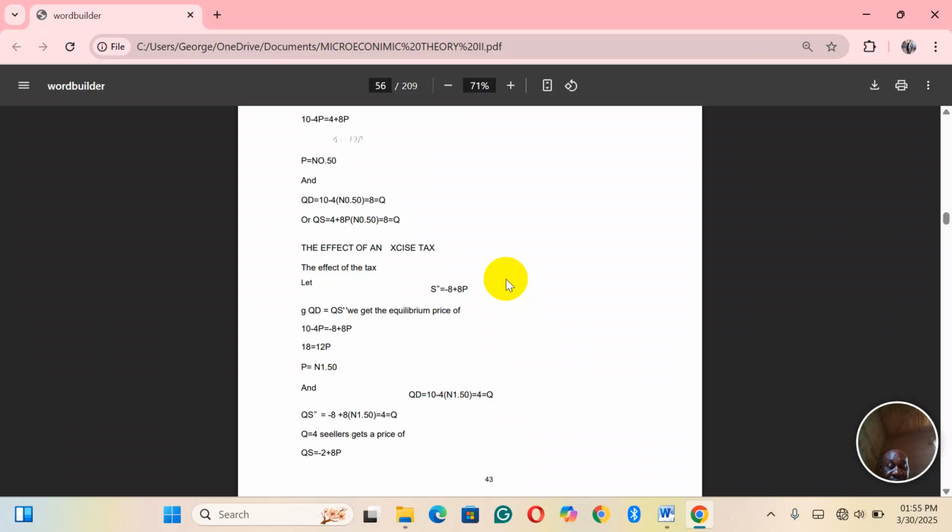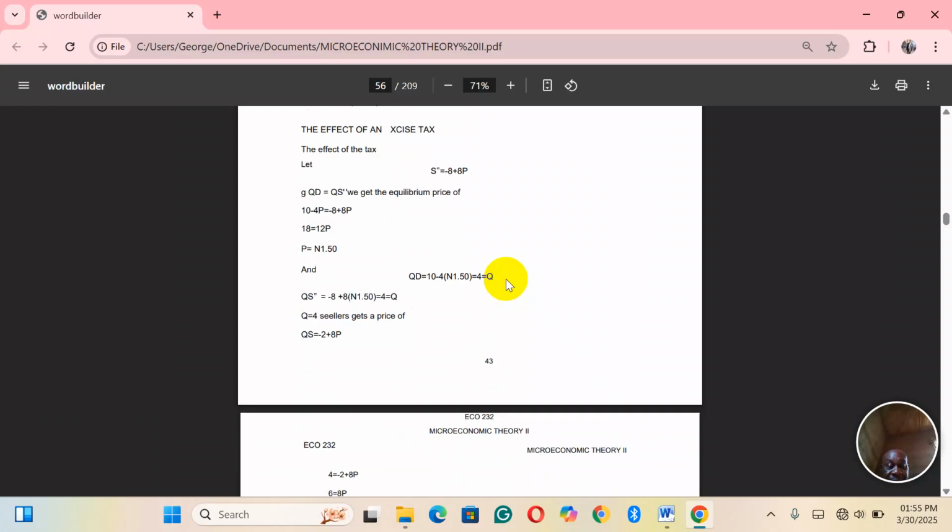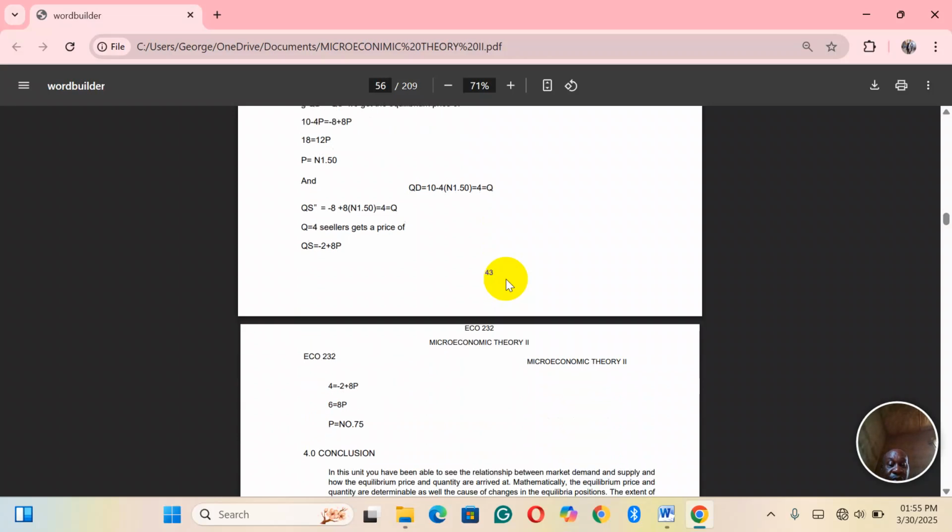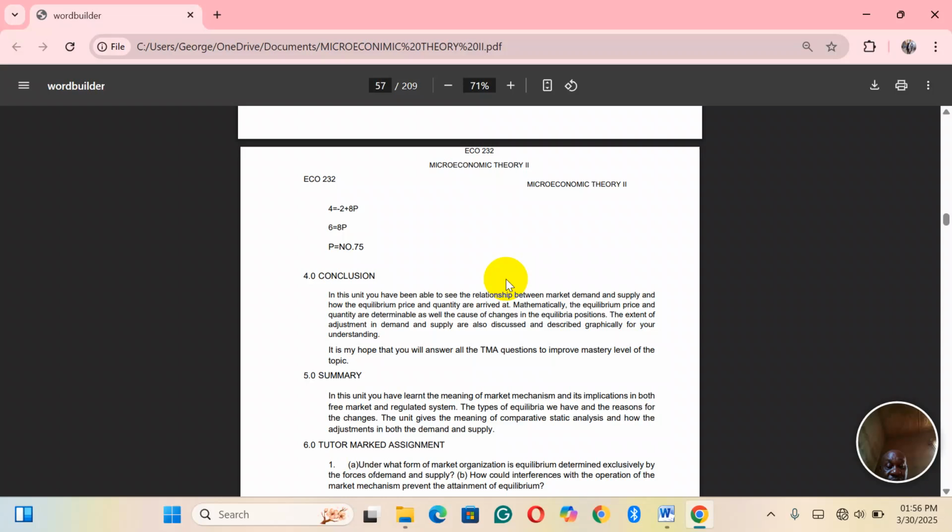Sellers also get a price from the quantity supplied: 4 equals minus 8 plus 8P, then 6 equals 8P. So P equals 0.975.